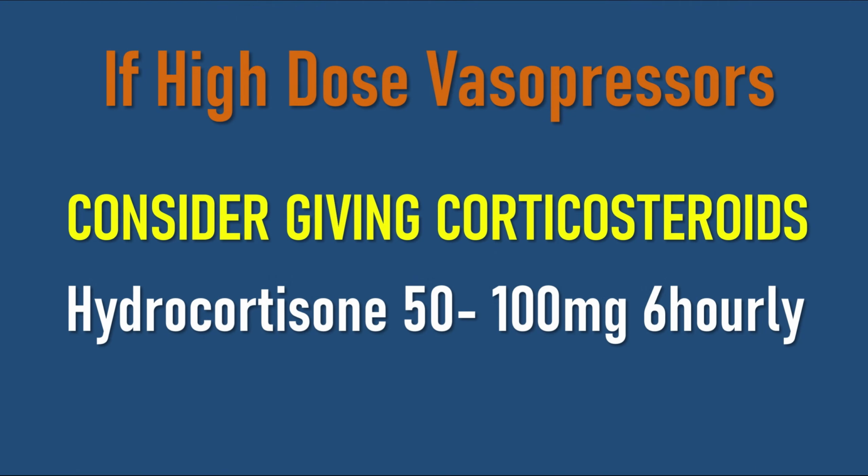Another thing to consider is that if the patient is on high-dose vasopressors, you should consider giving corticosteroids, usually 50 milligrams every 6 hours. There are certain situations, for example, community-acquired pneumonia, where you should consider giving corticosteroids early.